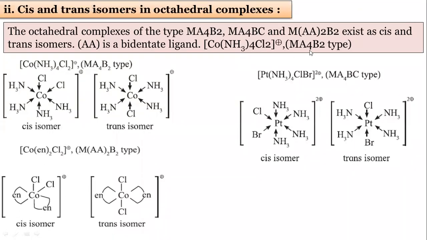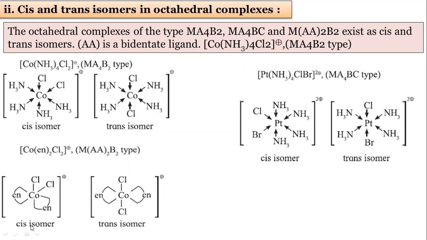Then we will discuss the third type. Third type is MAA2B2, where AA is a bidentate ligand. Remember this one. One example is given here. This complex has ethylene diamine. You know, ethylene diamine is a bidentate ligand. So we are using 2 ethylene diamine, that's why it is shown here as AA2. AA2 indicates ethylene diamine, a bidentate ligand, and B2 means any B type ligand. So chlorine is shown here.